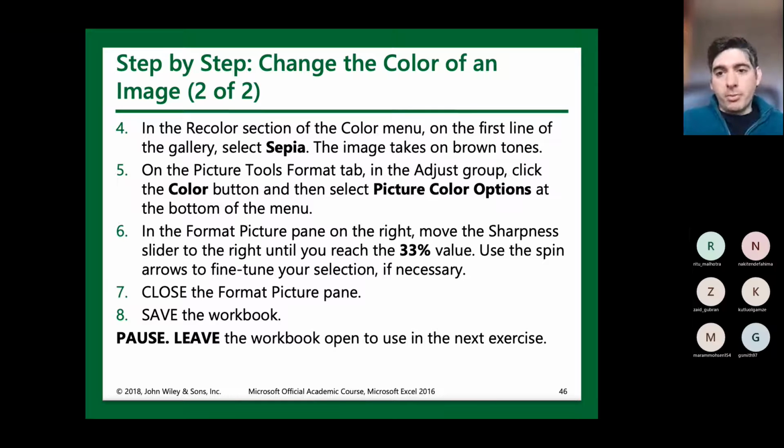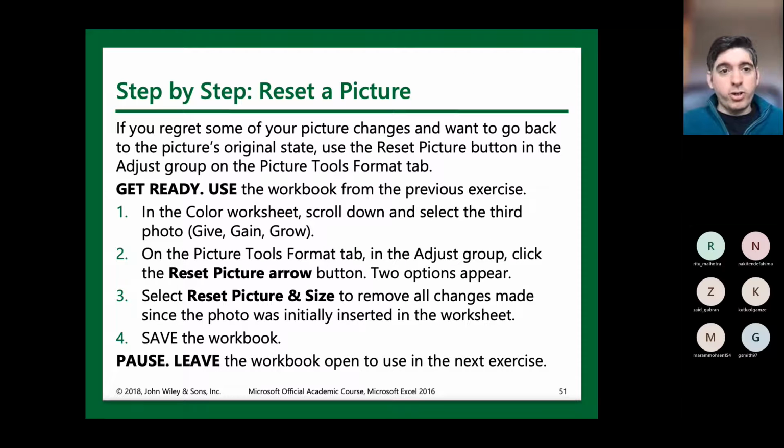So you can change the color of images quite easily to things like sepia, or to accent the blues or the grays, grayscale and things like that, and change the sharpness. Okay. If you need to reset a picture though, then you can just click on the reset picture button, and that then takes it back to how it was originally. But if you can't find that, just delete it and then reinsert.